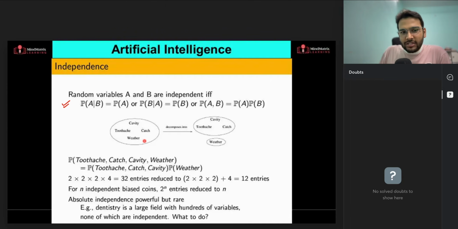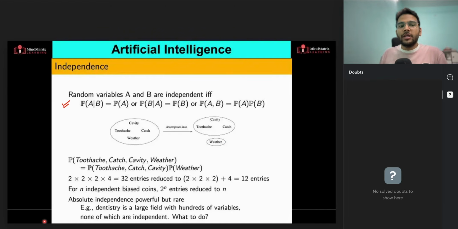Okay. Now just see this one, just this part. I want all of you to just focus on this circle. What do you have inside this circle? You have cavity, you have toothache, you have catch, you have weather. If you try to decompose it, can I say weather is kind of independent here related to these things? Yes or no? Weather is independent. So what we have done, we have decomposed into this thing and weather separately.